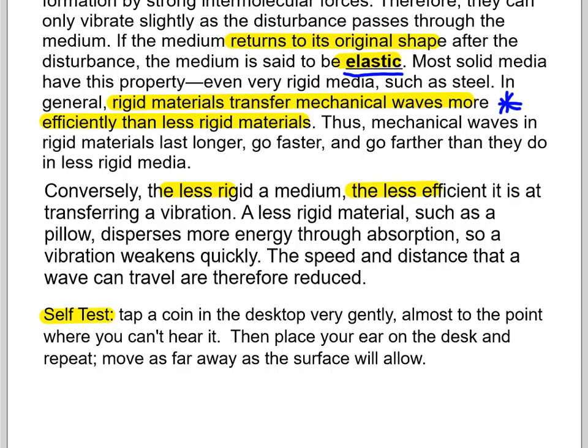So, key piece down here, right here. Okay, the speed and distance that a wave can travel are affected by this efficiency and how rigid a material is. So the speed and distance that a wave can travel are affected by the medium that you work with. So if you want to do a little test, and I love doing this one in class, you're just going to have to try it at home though.